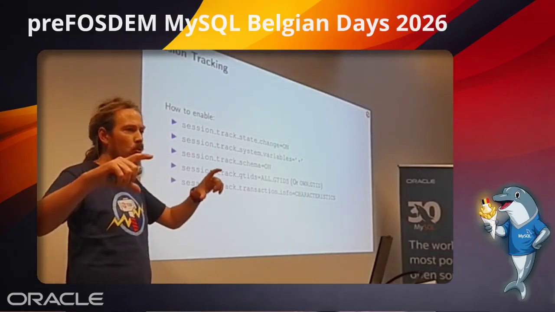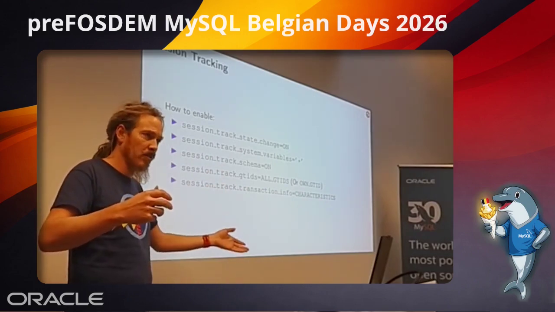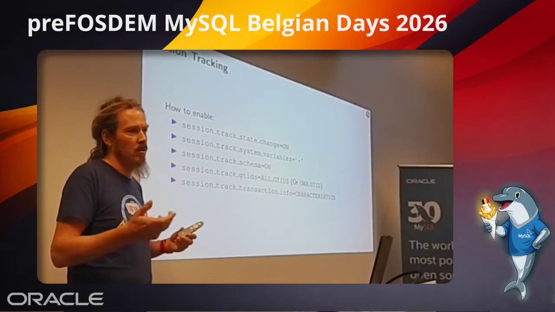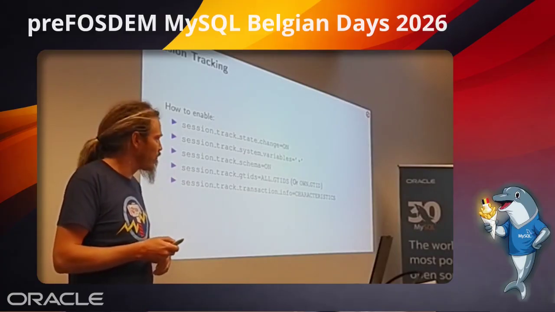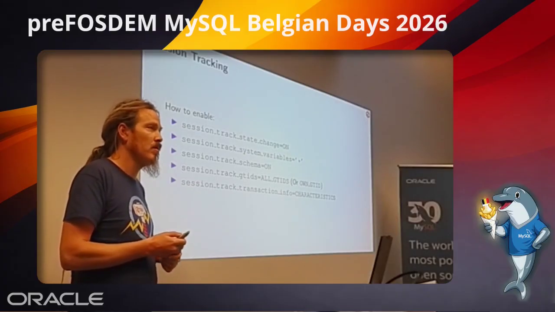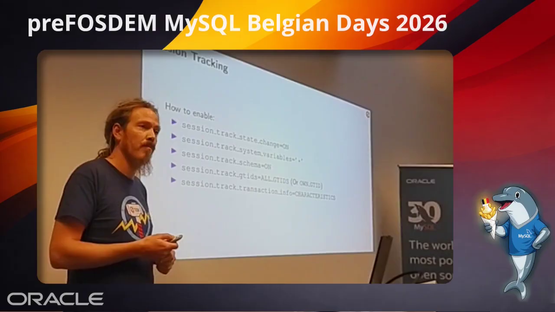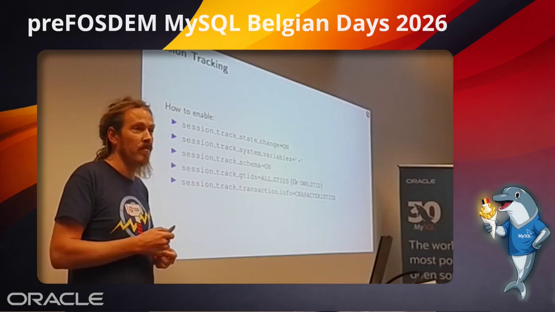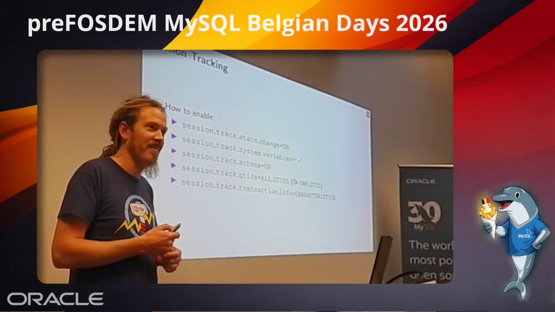Session track schema will report changes in the default schema. You can set it to on or off. And then there's session track GTIDs, which you can set to all GTIDs. Then you get a full set of the GTIDs. And with own GTID, you only get the one of your transaction. And I think the default is the own transaction one. And that's usually the most important and the most useful one.